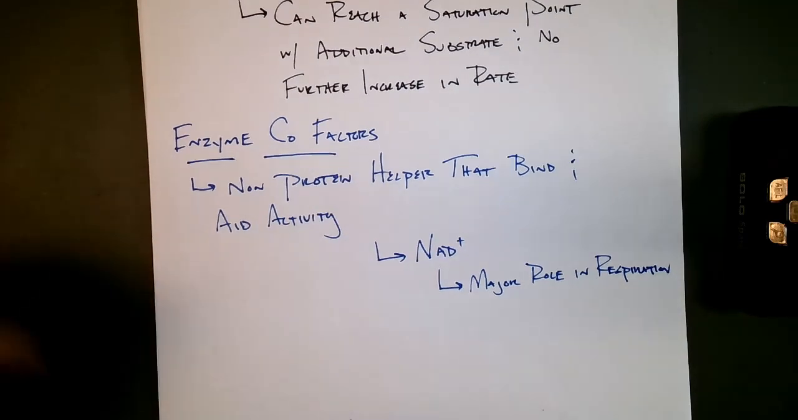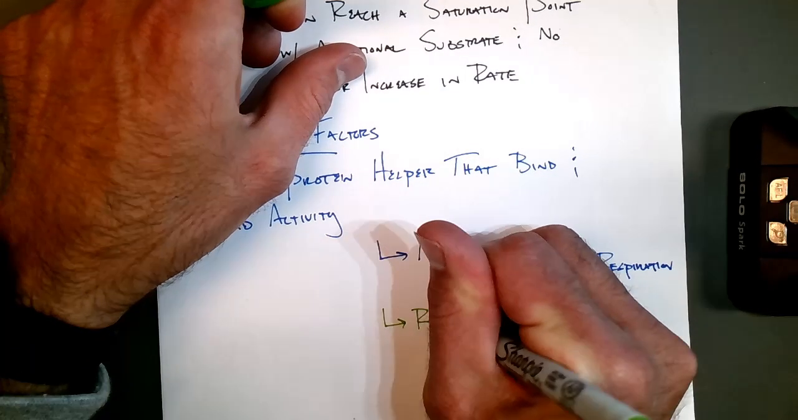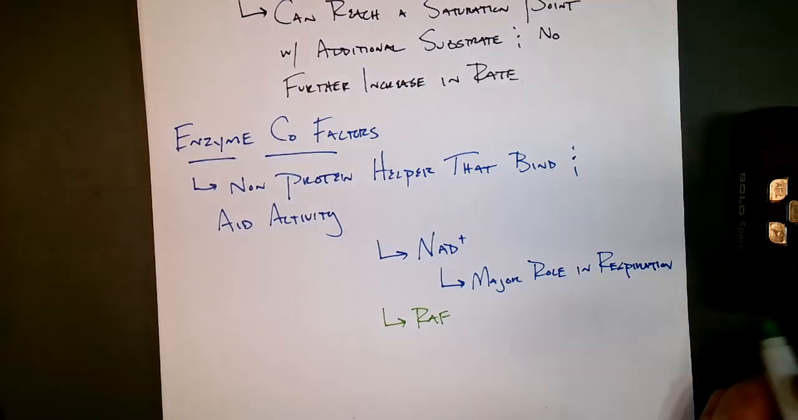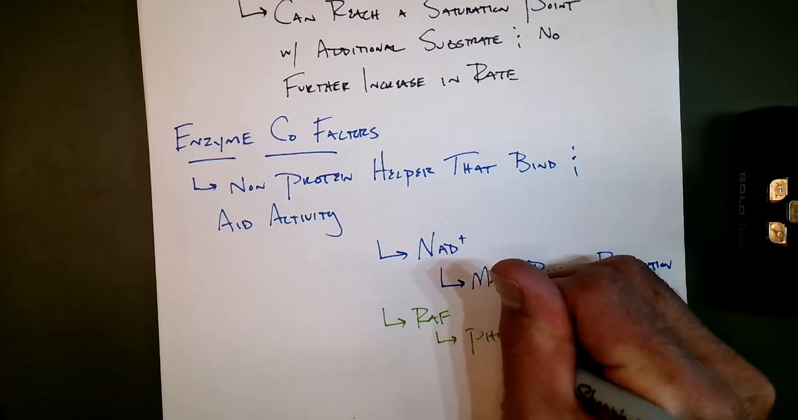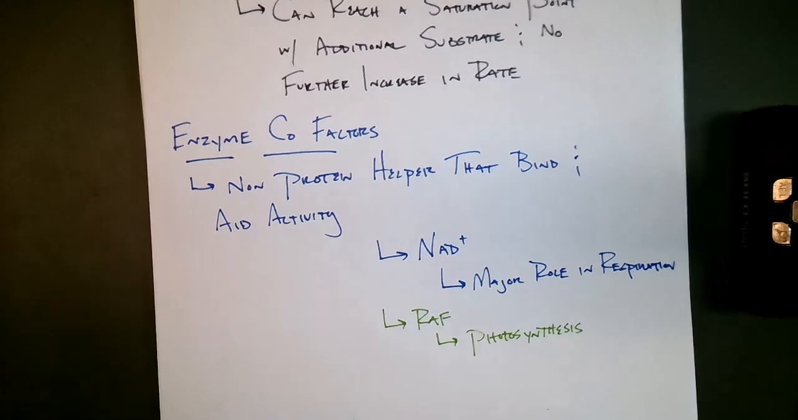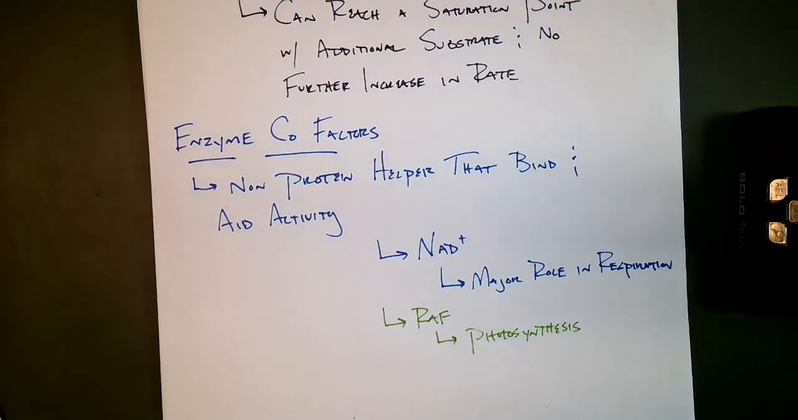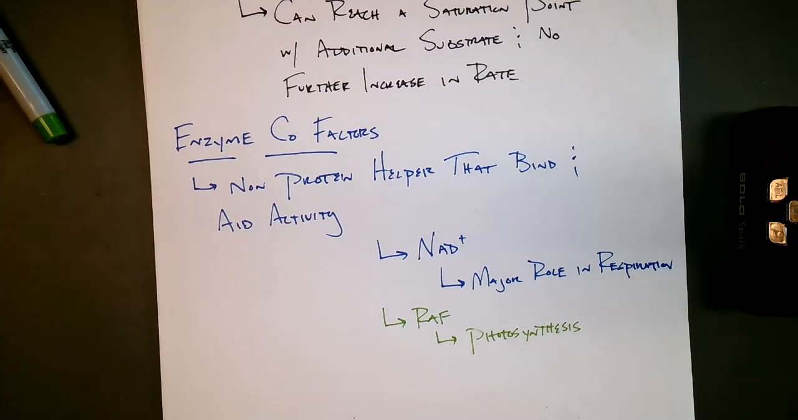Another one, we'll give you one more example, would be RAF. And RAF is going to be a cofactor that's utilized in photosynthesis. Likely it's going to be utilized by the enzyme called Rubisco, which is something that we're going to see when we get to photosynthesis. So two different cofactors there, important for the function of an enzyme.